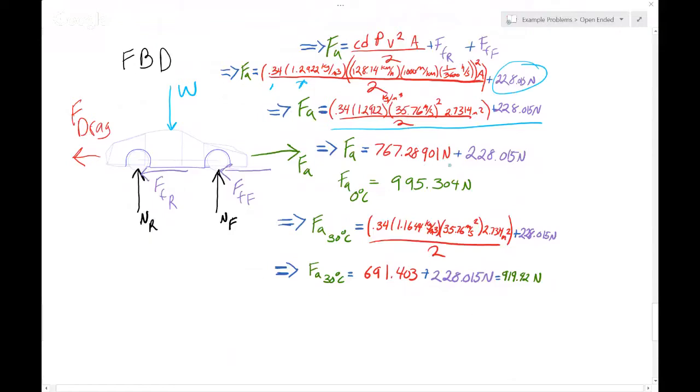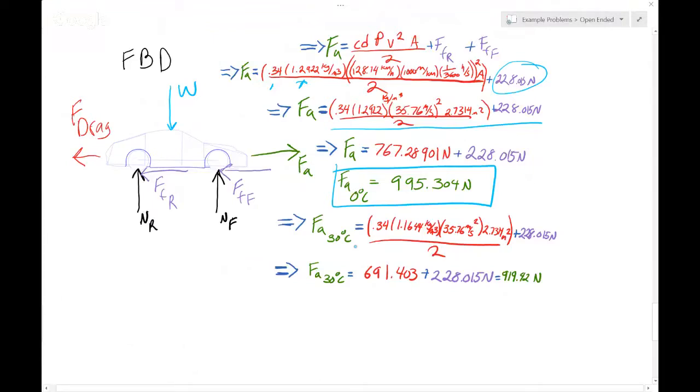767.28 newtons plus 228.015 newtons, which gives us our force of acceleration at 0 degrees Celsius being 995.304 newtons for a Chrysler 200 under basically perfectly ideal conditions traveling at 80 miles per hour.